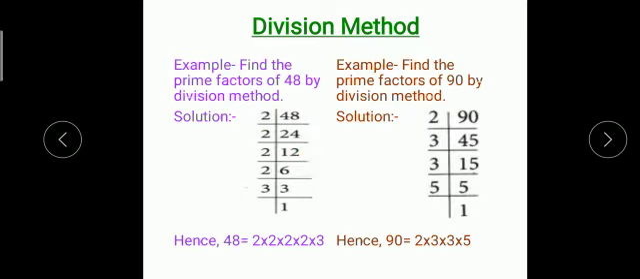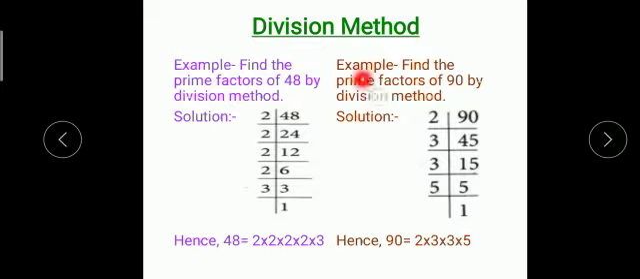Again divide 12 by 2, the quotient is 6. Again divide 6 by 2, the quotient is 3. Now 3 does not come in the table of 2, so we will take the next prime number, that is 3. When we divide 3 by 3, the quotient is 1. Hence the prime factors of 48 are 2 multiply 2 multiply 2 multiply 2 multiply 3.